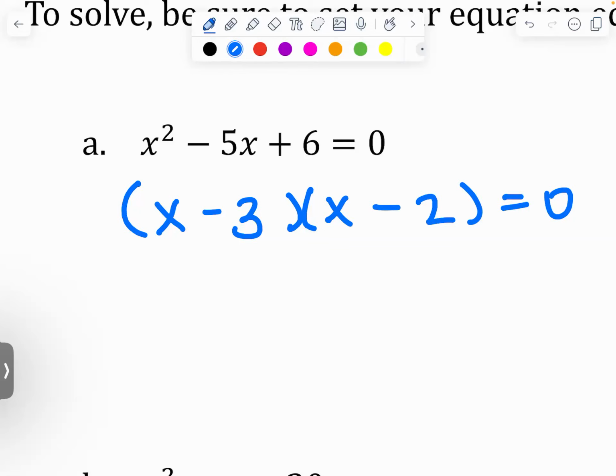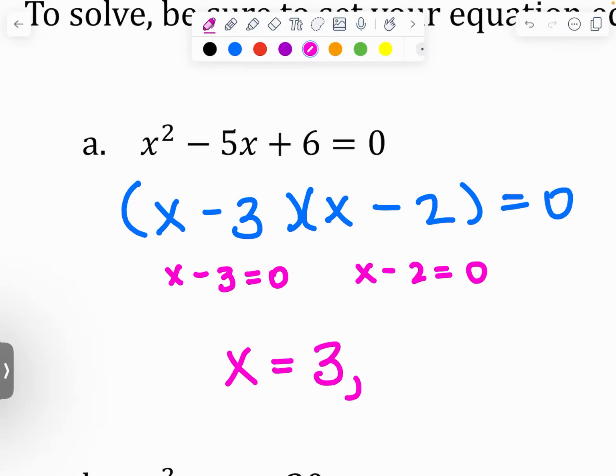Okay. Well, hey, if I have x minus 3 times x minus 2 equals 0, then what we can do is we can say, okay, x minus 3 equals 0 and x minus 2 equals 0. Do you remember doing this? Okay, so what does x equal? 3 and 2.